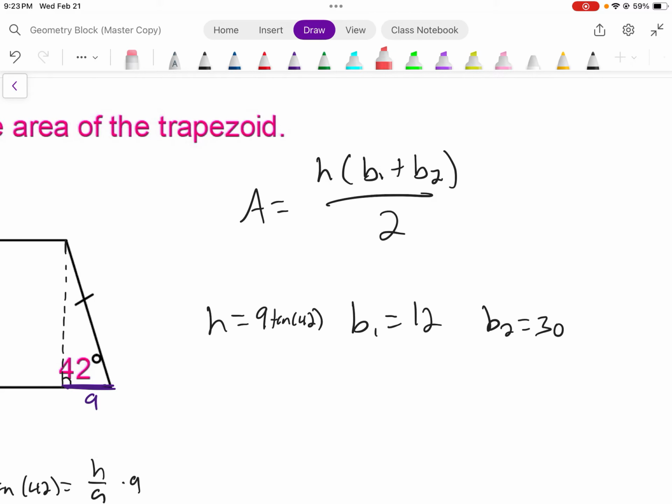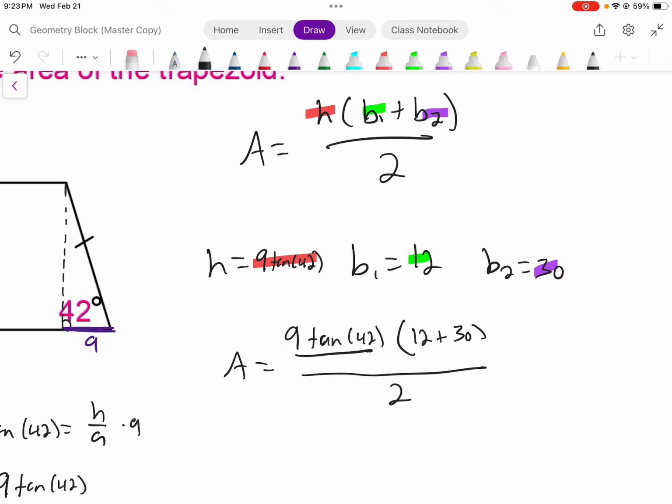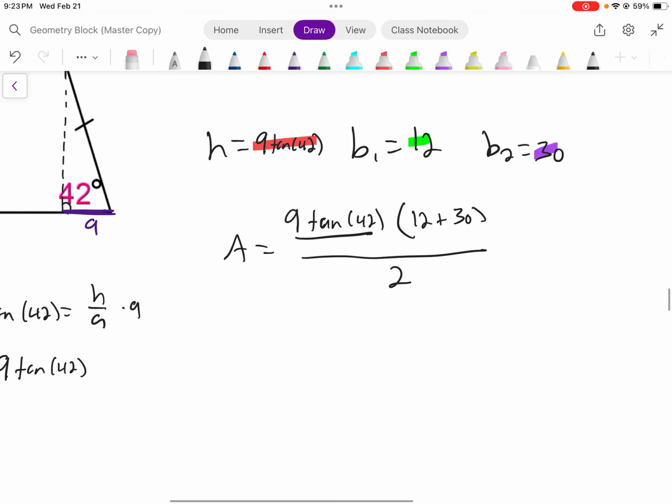So now this is the point where we're going to plug it in. Plug that into h, b1, b2, and we're just going to evaluate. So area is equal to 9 tangent of 42, that whole thing, that's one number, times 12 plus 30, all over 2. Now, you can type it into the calculator at this point, but I don't think a lot of us are going to be very good at this. So let's do a little bit of simplifying.